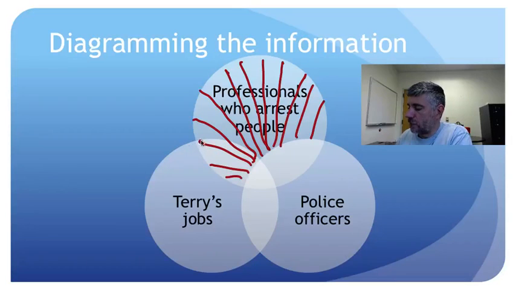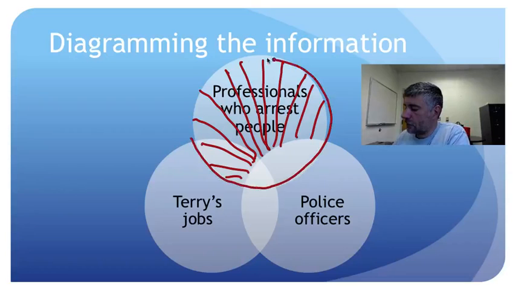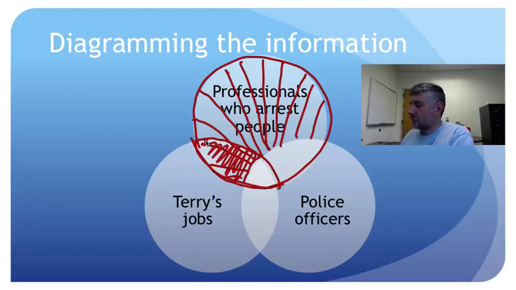And now remember, what we learned from premise 1 was that Terry has a job in which she arrests people. So somewhere in this football-shaped region, there has to be an X. But we know now that it can't be here. So the X must be here. So that's the information that we get from premises 1 and 2.